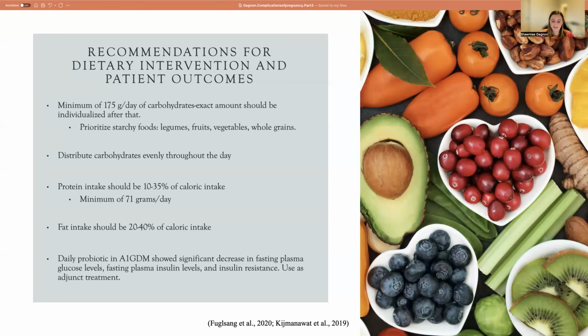So a daily probiotic can and should absolutely be used as adjunct treatment for gestational diabetes. And hopefully pregnant people are already taking their prenatal vitamins, so they can just take it at the same time. It's an easy way to remember. If they don't want to take a probiotic, or just in addition, other foods that have probiotics, fermented foods, yogurts, just giving them lists of things like that they can eat.